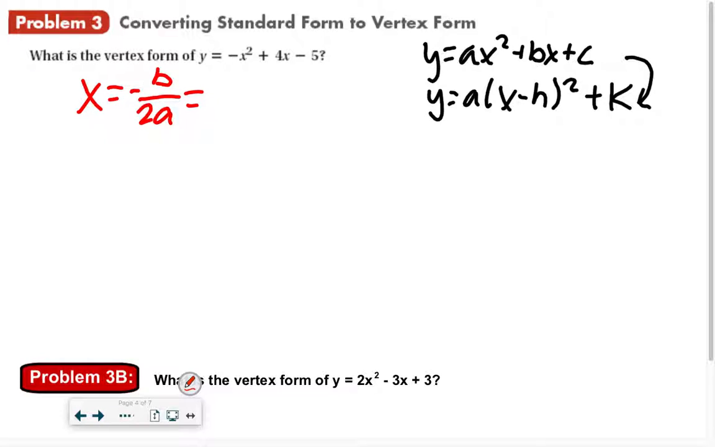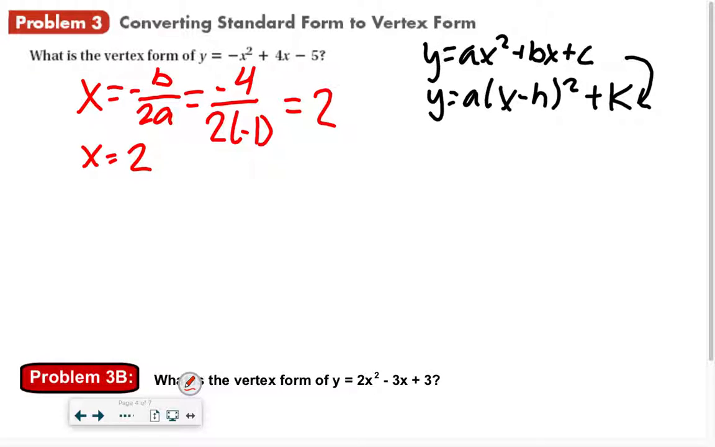What's my b? 4. Trick question, what's my a? -1. Good. There's a negative out front. When there's not a number, it's always a 1. Negative 4 divided by negative 2 is? Yes. b isn't negative, but our axis of symmetry always comes with the negative. This simplifies down to 2, so the x coordinate of my vertex is 2.